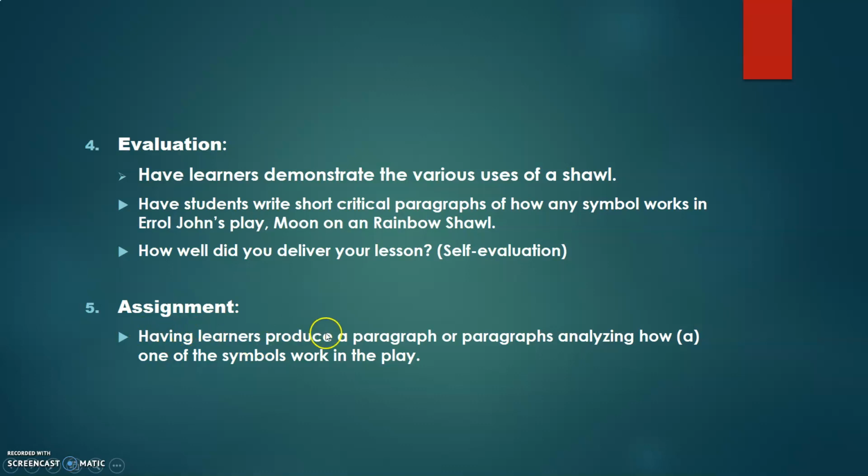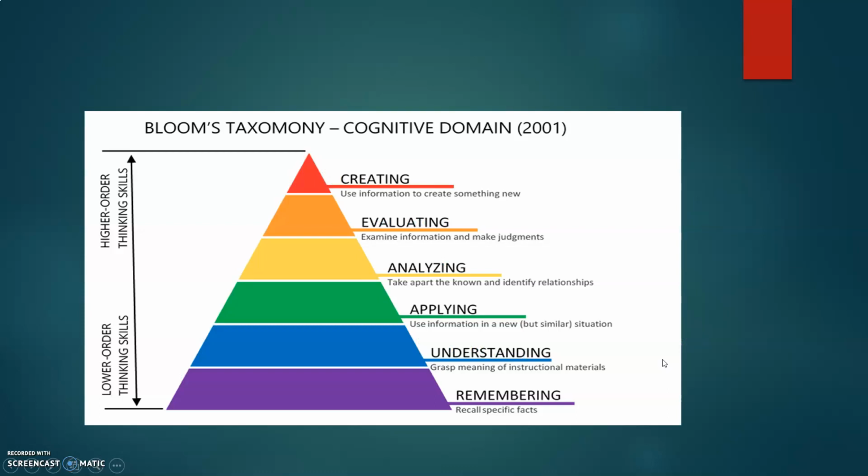And maybe it's having learners produce a paragraph or several paragraphs analyzing how one of the symbols work in the play. And so, once you give an assignment, you're required to provide a rubric. How are you going to grade students?